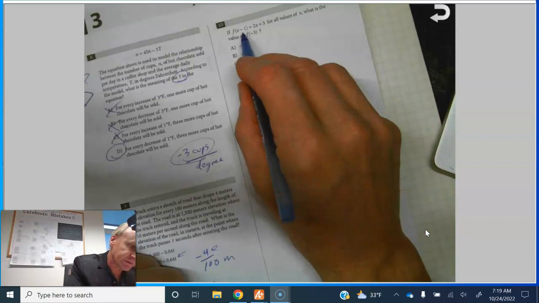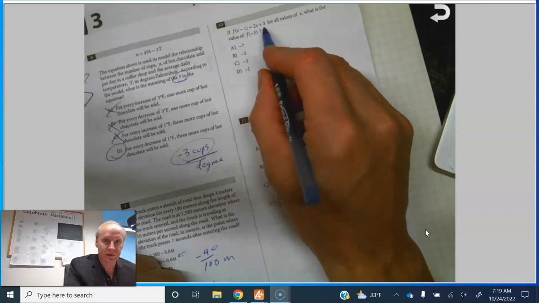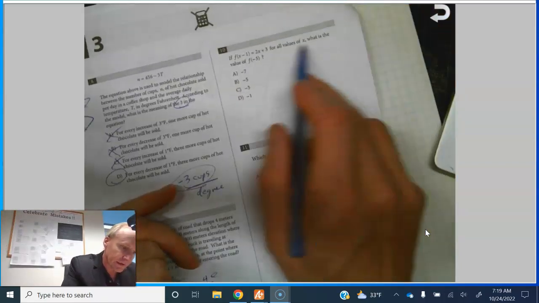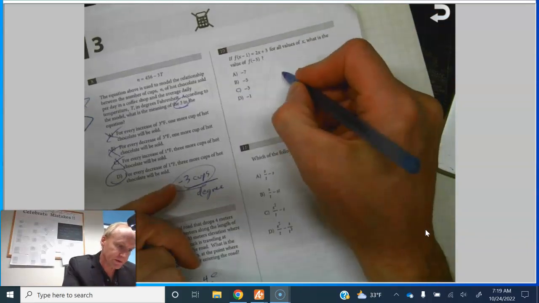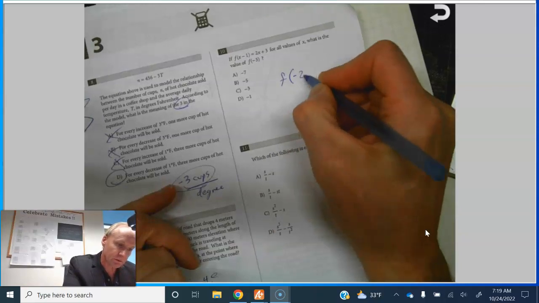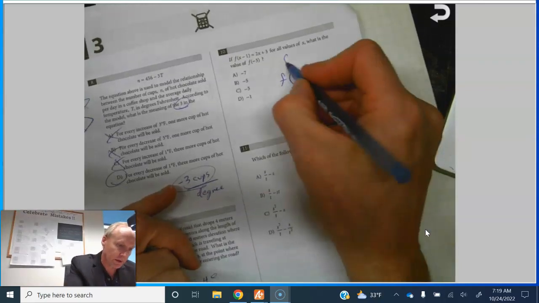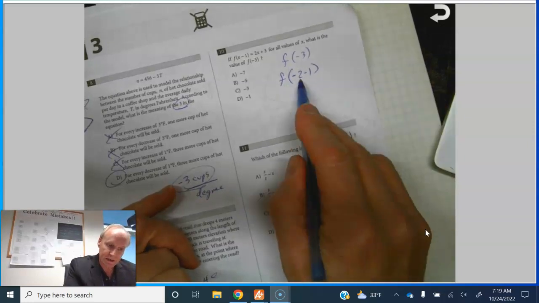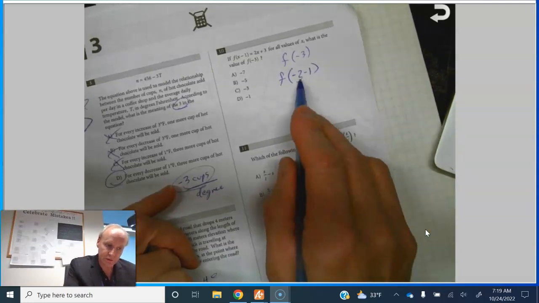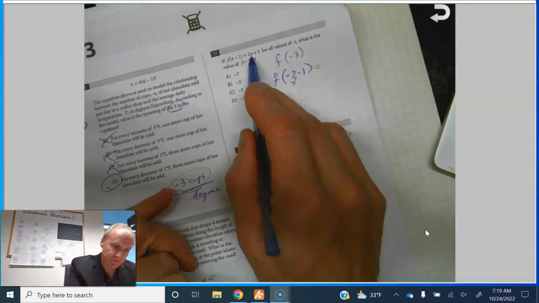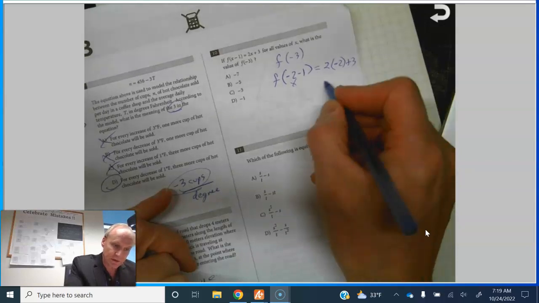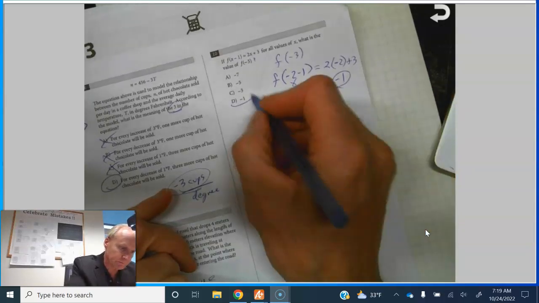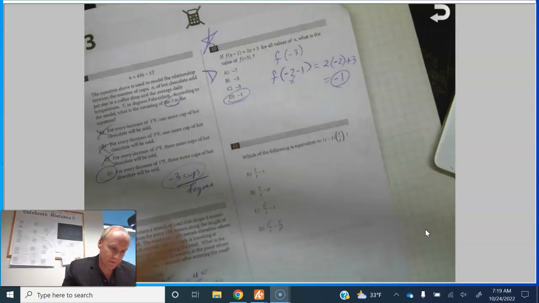Let's see. f of x minus 1 is equal to 2x plus 3 for all values of x. What is the value of f of negative 3? Well, what we really want is negative 2 minus 1, don't we? This is what we're looking for. So see how I put the negative 2 where the x is? So what I'm going to do is put a negative 2 where the x is. This is kind of an easy one. Usually they get harder as you go along. Pretty sure on that one.